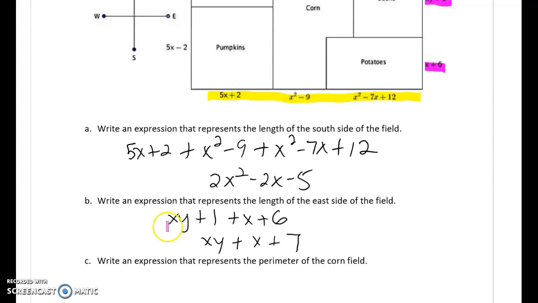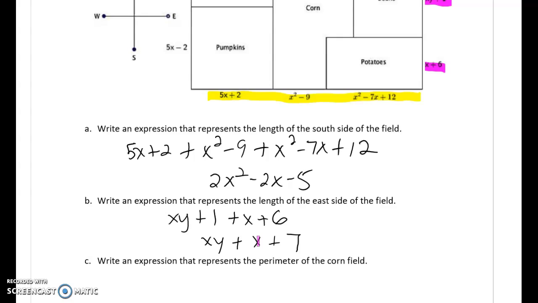Now we need to be careful because we see that one of the terms has an xy. So again, we cannot combine that with the x term in this expression. So we're going to leave our answer like this, because again, these are not like terms. I cannot combine those together.